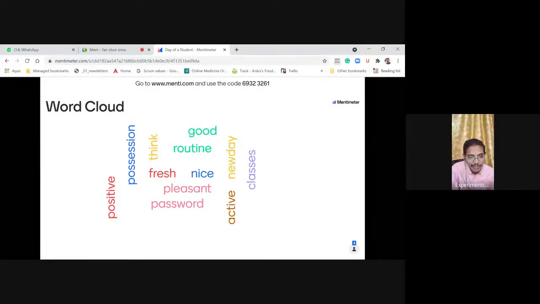So the day looks very positive. Then possession is there. The routine looks very pleasant. It's fresh, nice, routine. Okay, what will that routine look like? A new day. Okay, classes, active.